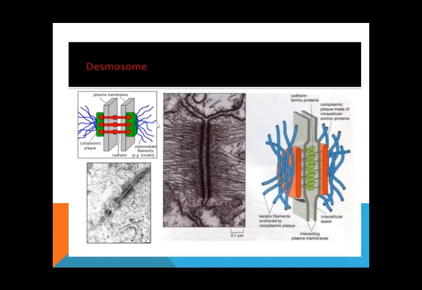Desmosomes: this is the plasma cell membrane, intermediate filaments, for example keratin, and the cytoplasmic plaque.